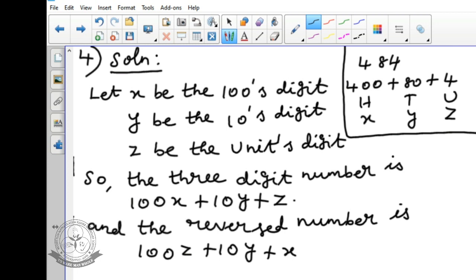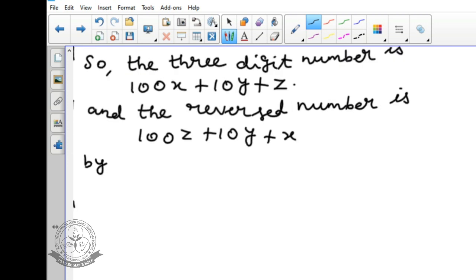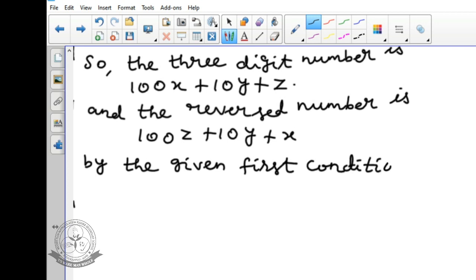According to the first given condition, the sum of the digits of the 3-digit number is 11. So x plus y plus z, sum means what? X is in the 100s digit, y is in the tens digit, and z is in the unit digit. So sum of the digits means x plus y plus z equals 11. That is equation number 1.